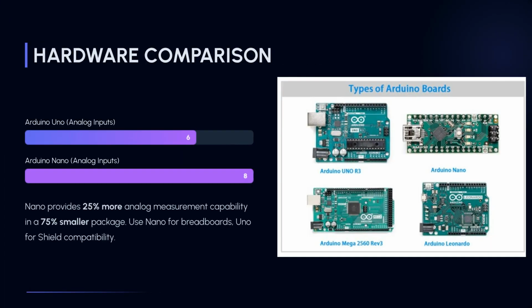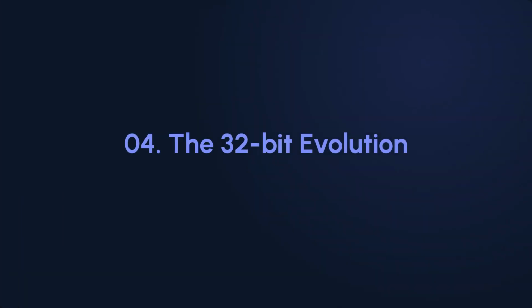Comparing hardware, the Nano offers more analog inputs and a much smaller footprint than the Uno. Choose the Nano for breadboards and the Uno for Shield compatibility. Our final section covers the 32-bit evolution, focusing on the Uno R4 Wi-Fi and global connectivity features.